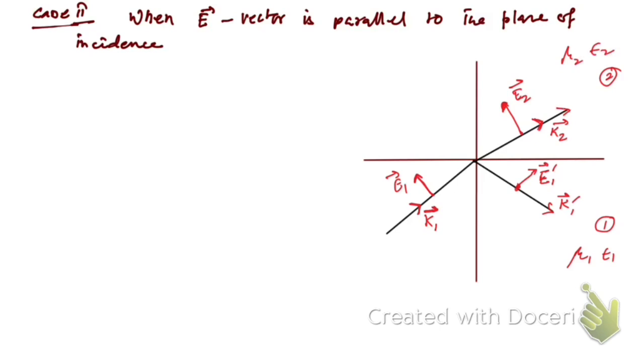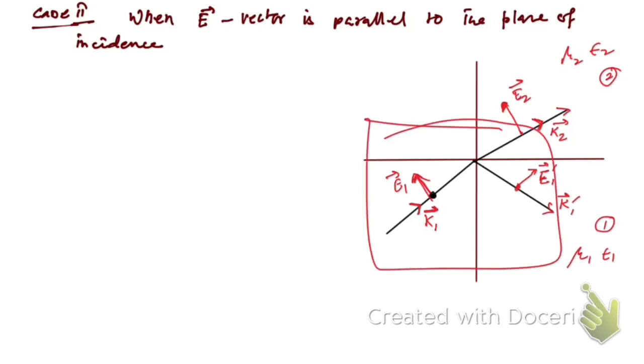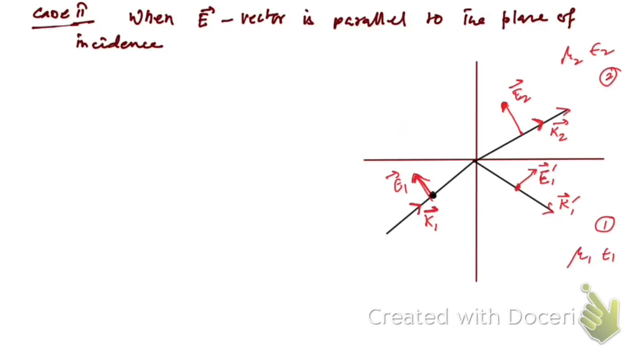Now you see what we can do here in this case. Here the magnetic field vector is now perpendicular to the plane of incidence. In the previous case, the electric field vector was perpendicular to the plane of incidence. Now the electric field vector is parallel to the plane of incidence. Magnetic field is perpendicular to the plane of incidence now.